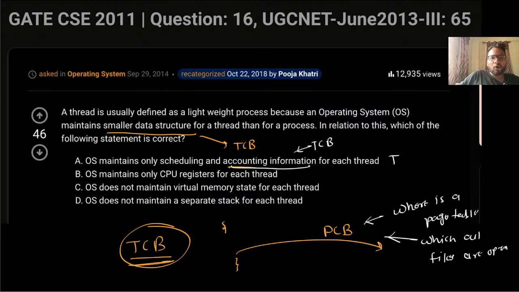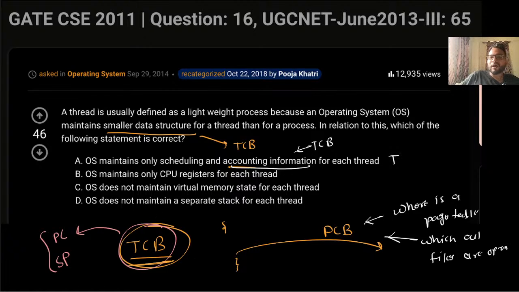So that is true. OS maintains only CPU registers for each thread. So in the bookkeeping, they only maintain the CPU registers, like what is the PC value and what is the stack pointer value. In the TCB, they only maintain these things. For each thread, there are different stack pointers, different program counters, different registers like that. So it only maintains that in the TCB.